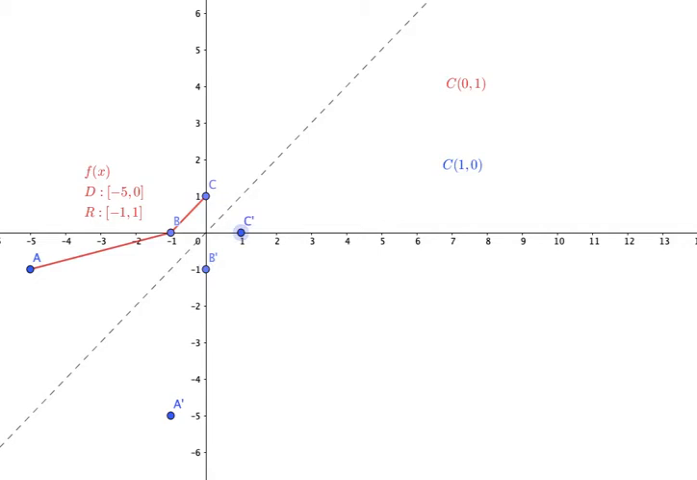So I've mapped out the image points using the reflection about the identity line, or very simply, you could just switch the x and y coordinates. And I'm just going to connect the dots, and in fact, here is my inverse function. So the red represents the function f of x, the blue represents my inverse function f negative 1 of x.